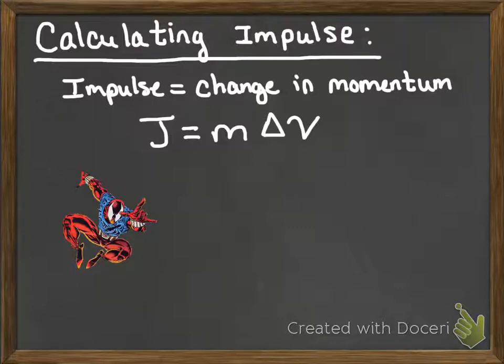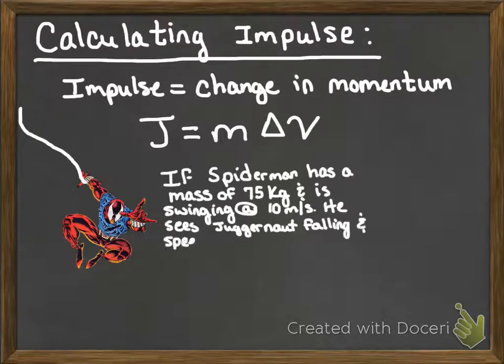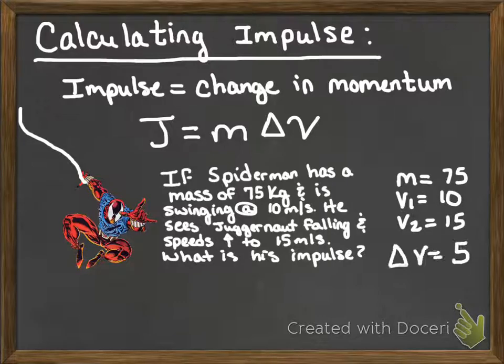So let's look at an example. Let's say I have Spider-Man, and he is swinging through the air, and if Spider-Man has a mass of 75 kilograms and is swinging at 10 meters per second, and he sees Juggernaut falling and speeds up to 15 meters per second, what is his impulse? So we're assuming that Spider-Man is going to attempt to save Juggernaut, and he has to speed up to get there. So if his mass is 75 and he's initially going 10 meters per second and he speeds up to 15 meters per second, that gives us a change in velocity of 5.